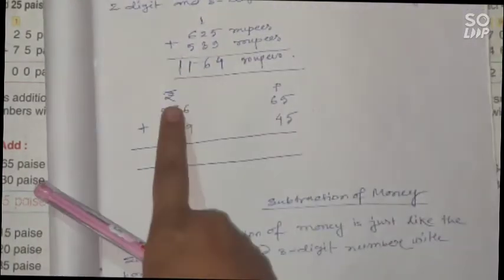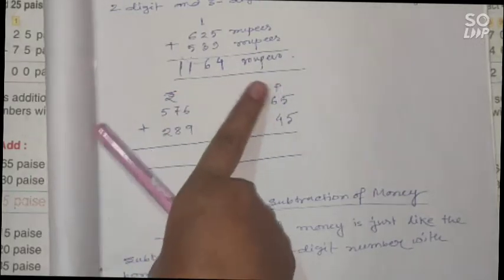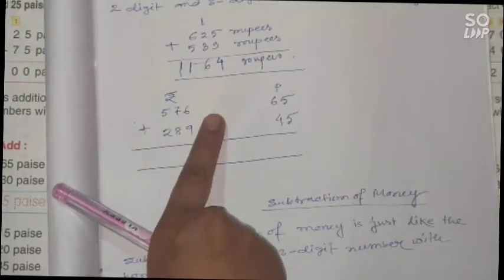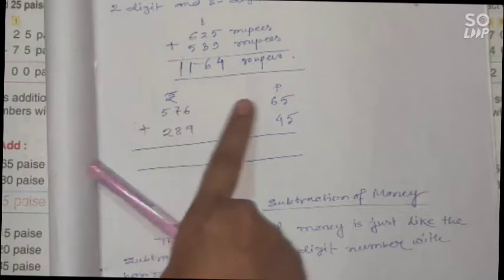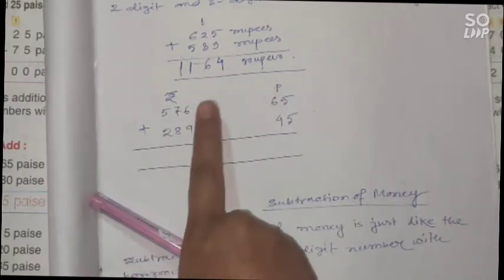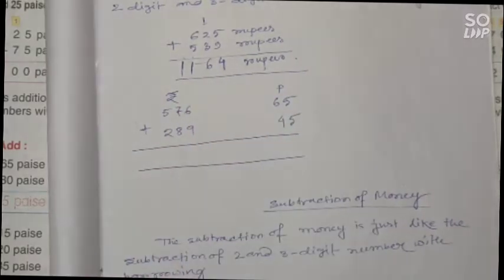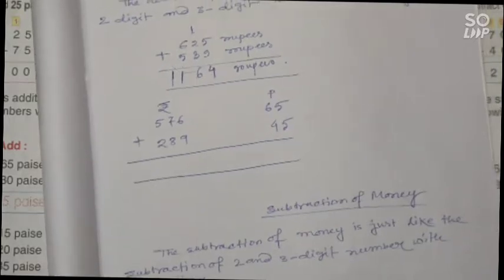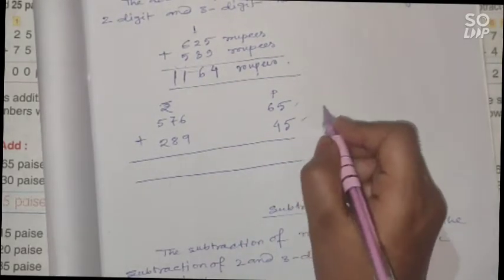Next. This is the rupee sign, this is the paise sign. 576 rupees 65 paise plus 289 rupees 45 paise. So how can you do this addition?